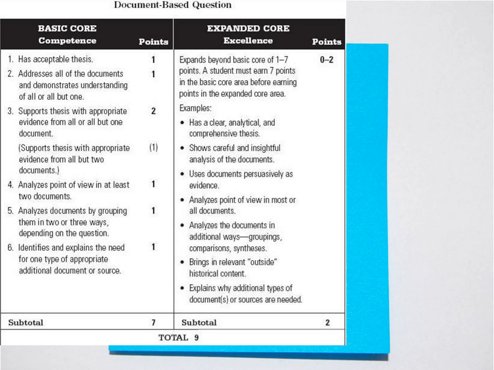Okay, so that's the basic core. Those are the 7 points you need to know. I'll explain the expanded core, but normally you want to get at least 6 or 7 points in the basic core. The expanded core is that you get all 7 points. You cannot go into expanded core without the 7 points. Then they base it on whether your writing was clear, analytical, whether you were very insightful about the documents, whether you used your documents persuasively as evidence, and that's a key thing. Even if you don't get into expanded core, you need to use your documents persuasively and use them as evidence.